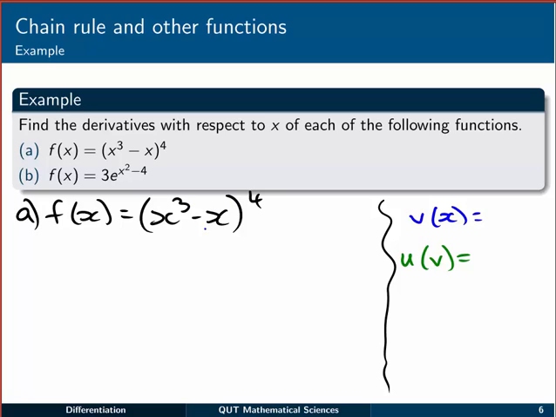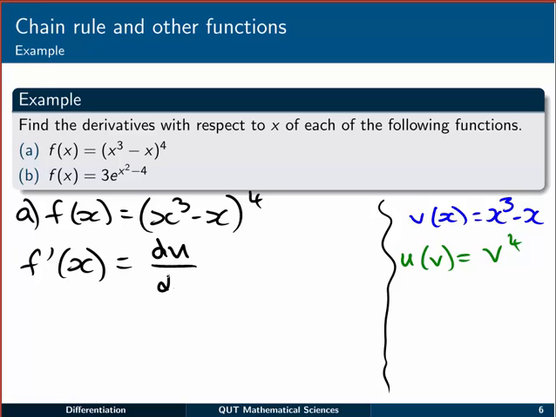I'm going to think about the inner function as x cubed minus x, and I'm going to call that v. So I have v equal to x cubed minus x. That then means I have v to the 4 as my overall function. So I'm going to let that outer function be u, so I have v to the 4. Now remember my rule says that f dash of x is du dv multiplied by dv dx. So I have my v here and my u. Du dv is going to be 4v to the 3, and dv dx is just going to be 3x squared minus 1.